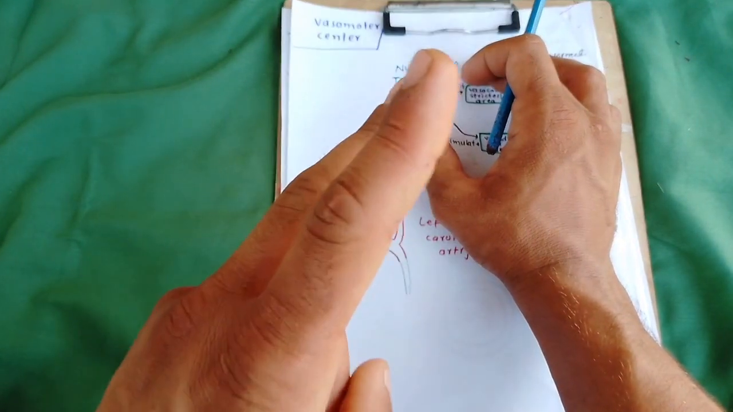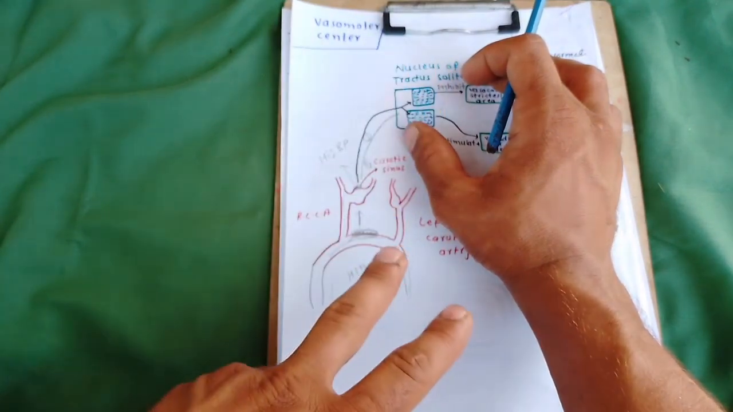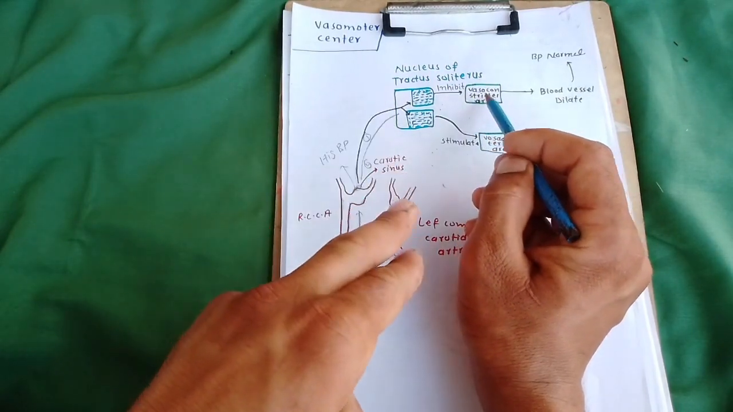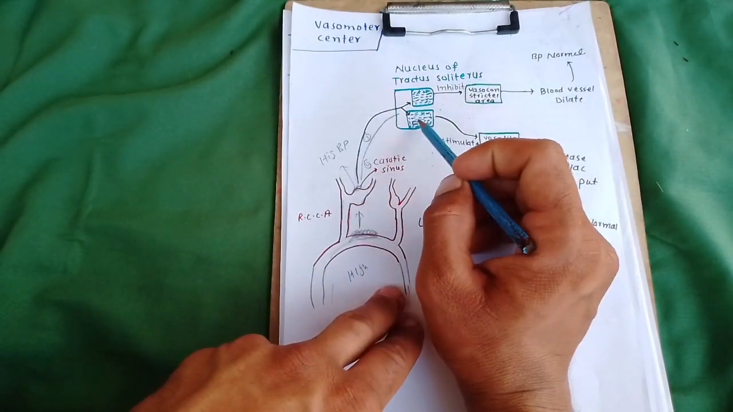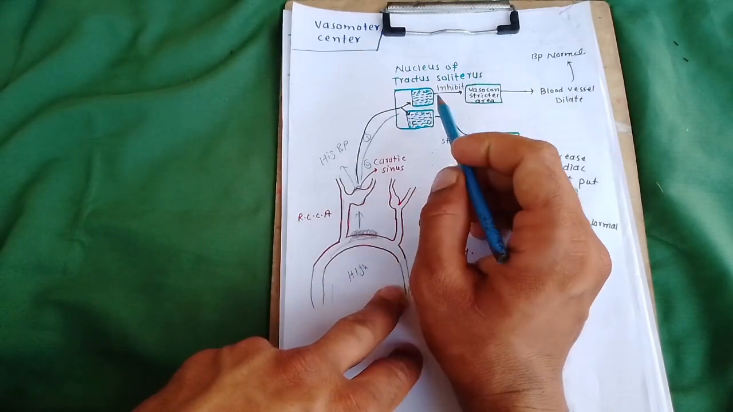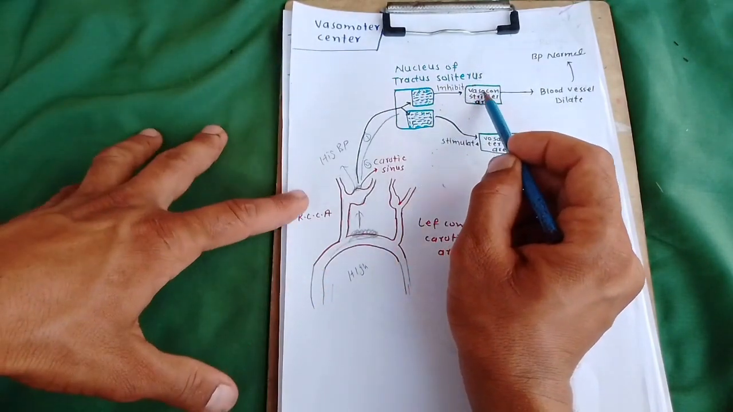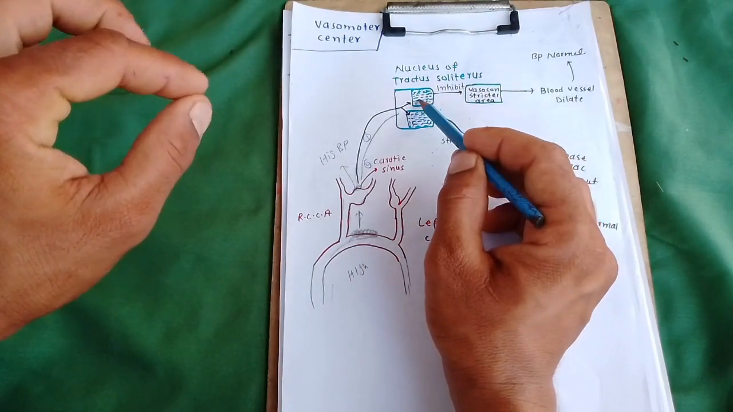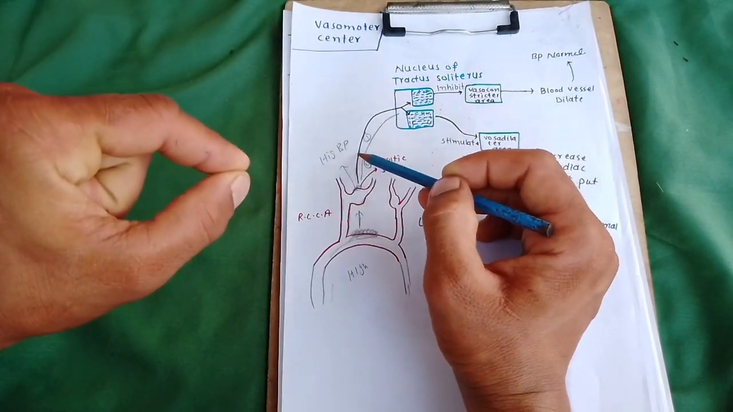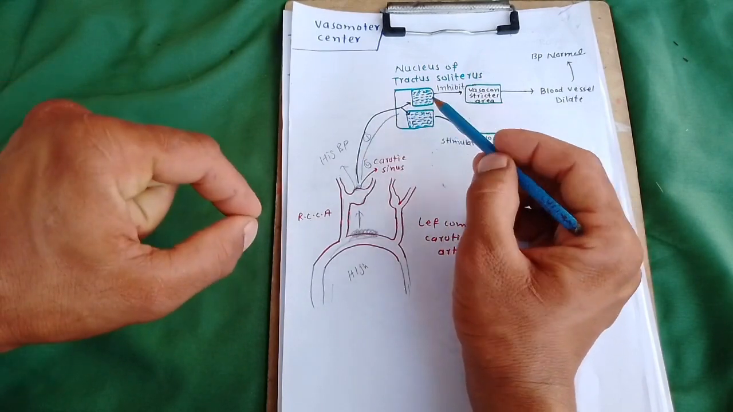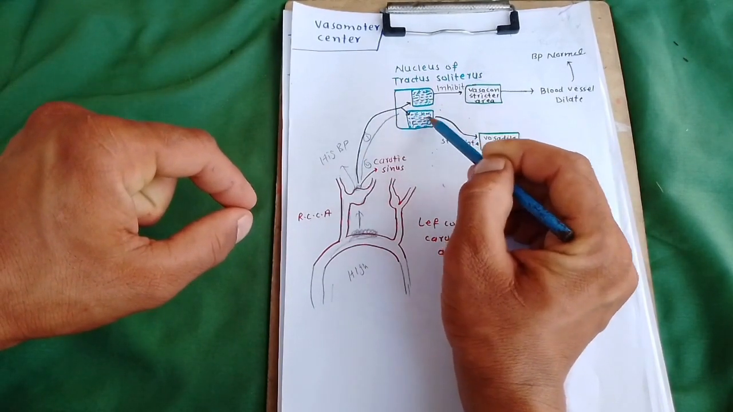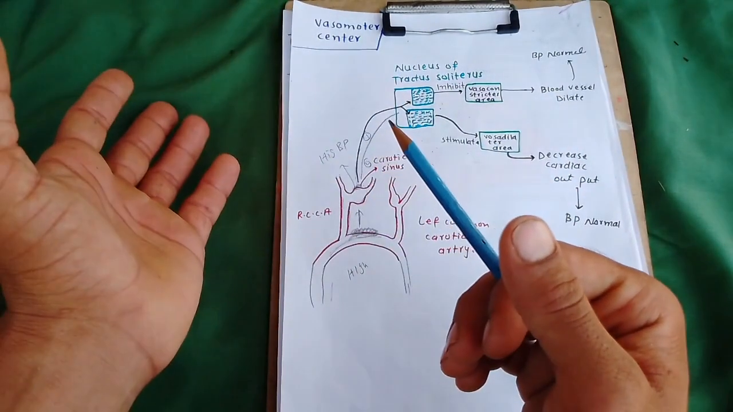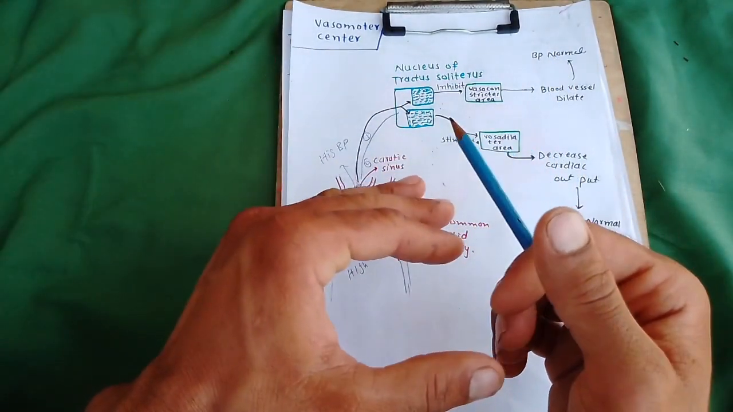The nucleus tractus solitarius is a very complex structure, and it also consists of two centers: this is the vasoconstrictor area, and this is the vasodilator area. So this is the nucleus tractus solitarius. When the high BP message goes here to these two centers, the BP is high, so it needs to be brought to the normal state.